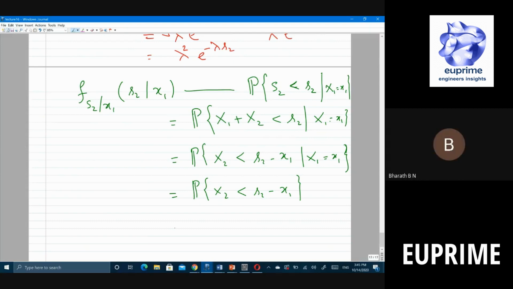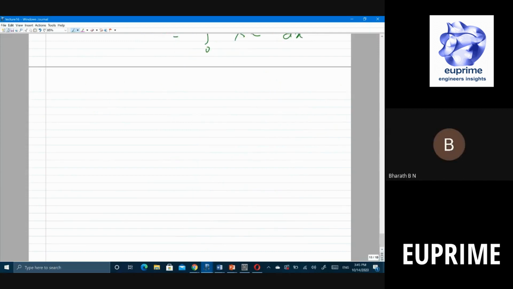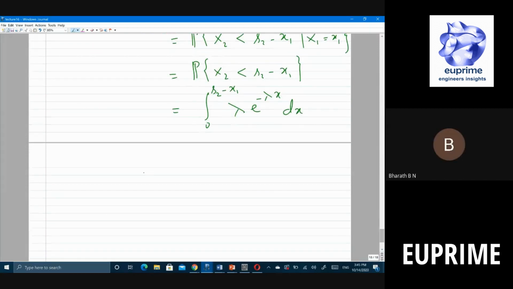So what is this? This is lambda. I have to integrate from 0 to S2 minus X1. Lambda e power minus lambda x dx. Lambda comes out, lambda and lambda will cancel. So you have e power minus lambda x with the negative sign from 0 to S2 minus X1. So this will be 1 minus e power minus lambda (S2 minus X1).